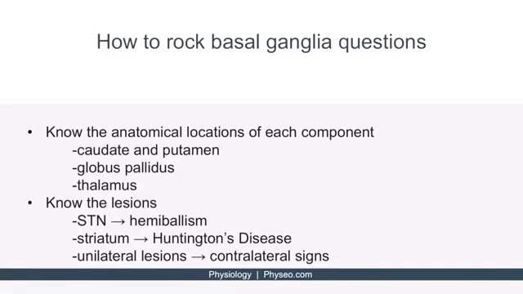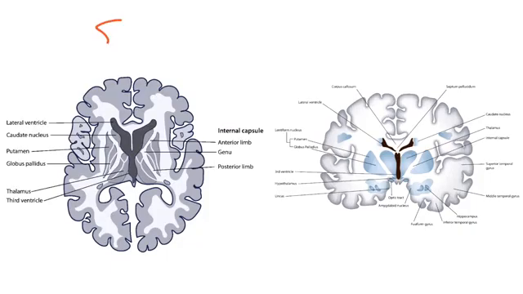So now let's talk about how to rock the basal ganglia questions on step 1. So the first thing you need to know is the anatomical locations of each component of the basal ganglia, so namely the caudate and putamen. And also know the globus pallidus and the thalamus. On the left is figure 8.7 from your text, showing an axial cut of the brain. This was discussed in section 1 of this chapter. On the right is figure 8.5 from your text, showing a coronal cut, which we showed previously in this lecture. Now be sure to identify every element of the basal ganglia in each of these images.